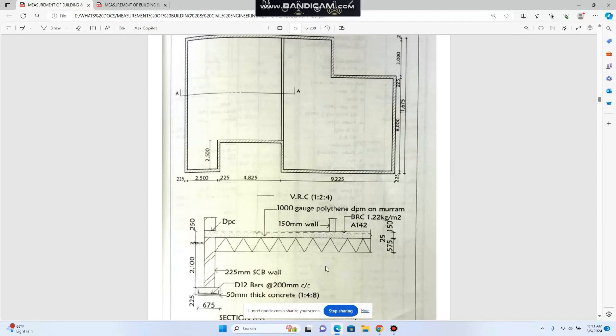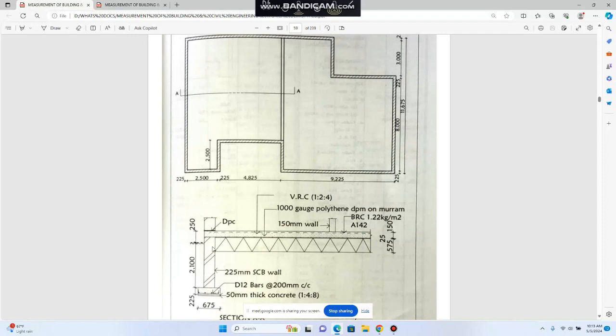So this wall doesn't have a foundation. It doesn't go down. It starts from the concrete upwards. So this wall is not present in the foundation. What is present in the foundation is the external wall, this one. And this external wall is sitting on this vibrated reinforced concrete.